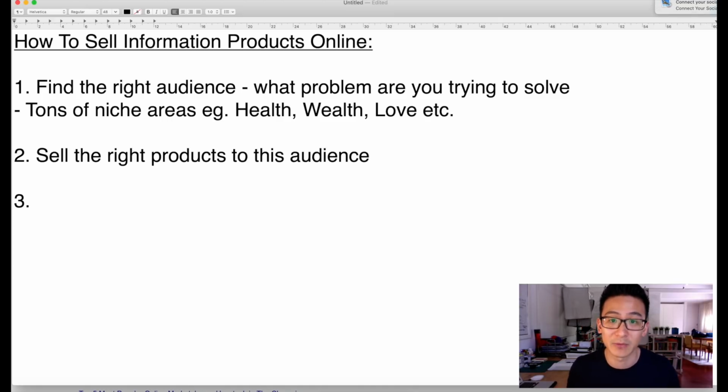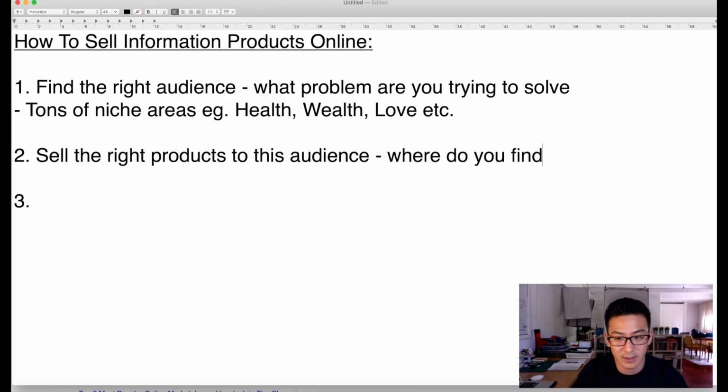Over my time of being online for the last 10 years, I have bought hundreds of products through the internet, hundreds of different types of digital products and information products. I can tell you that a lot of them are rubbish, and there's a small percentage that are really, really good. So you want to make sure that you're selling good products. So where do you find these products from?